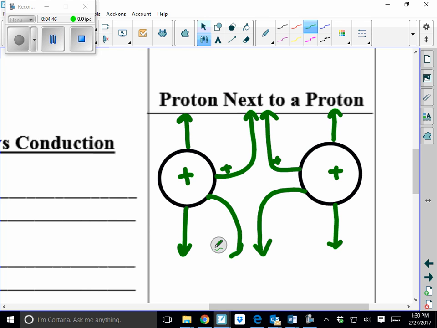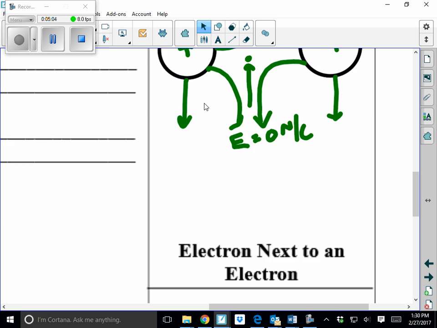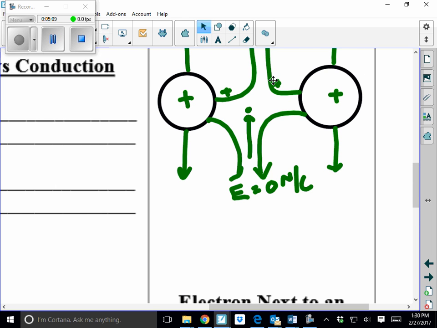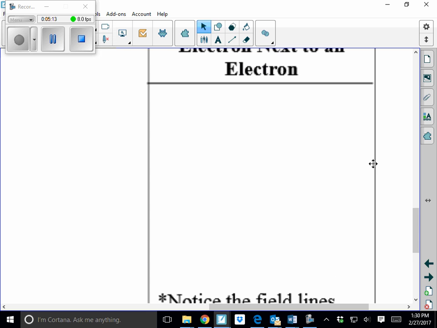And case in point, I've talked about this in class. This means that the electric field, which we use the letter E, equals 0 newtons per coulomb. In that spot, you are invisible to electricity or charge because the electric field is zero there. So if you were standing out in a storm and you were between these two protons, you would not ever get struck by lightning.